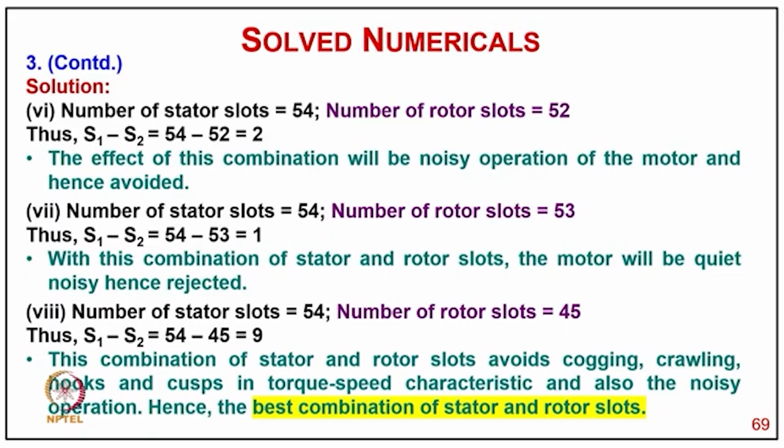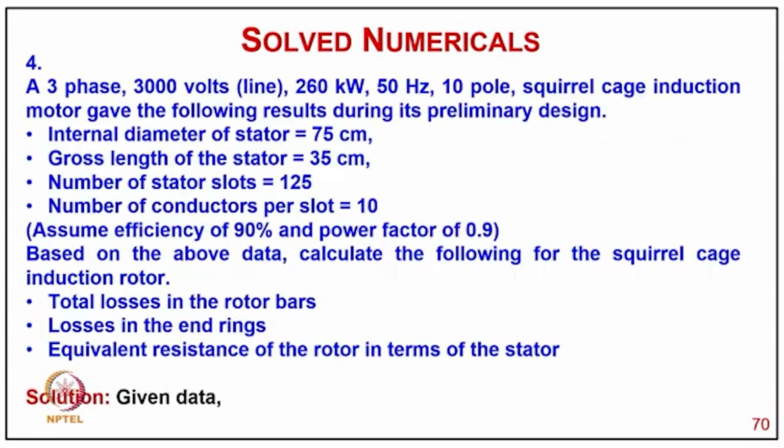Number of stator slots 54, number of rotor slots 45. S1 minus S2 equals 54 minus 45, which is 9. This combination will avoid the cogging, crawling, hooks and cusps in the synchronous characteristic, and also has the best combination of stator and rotor slots.